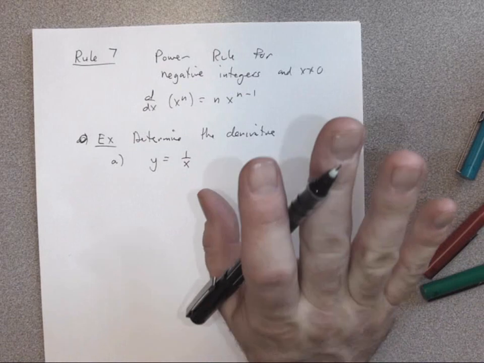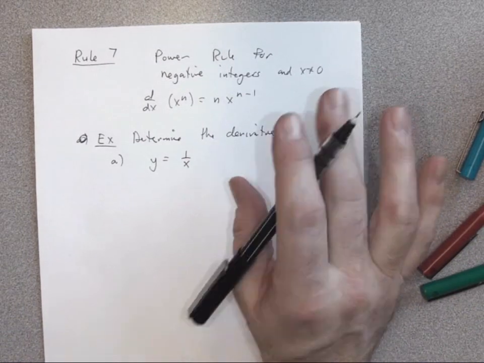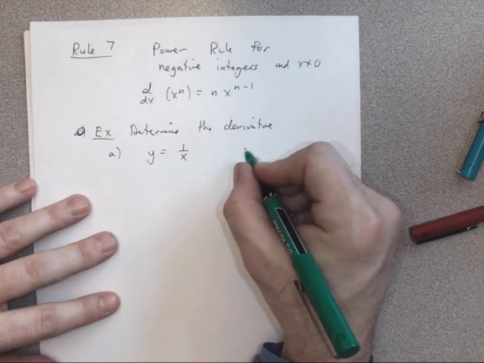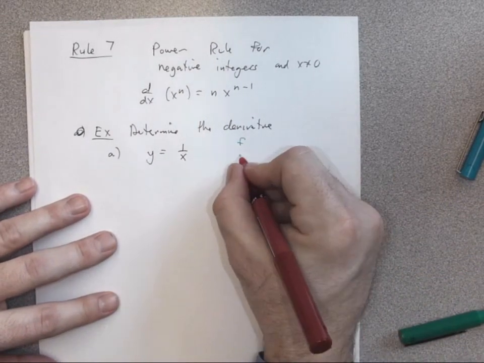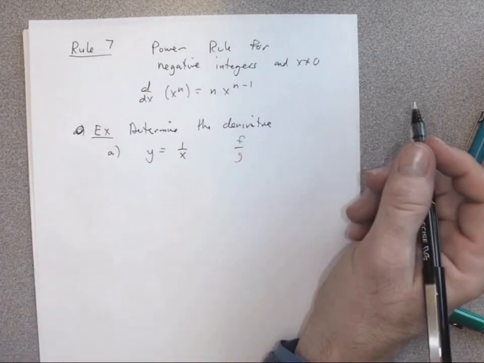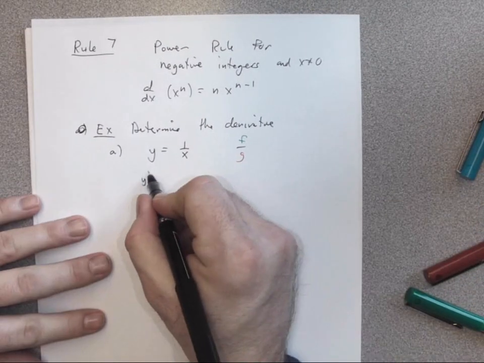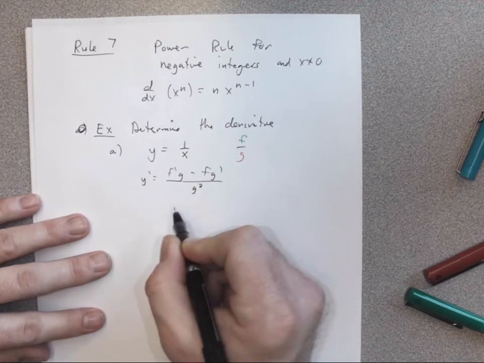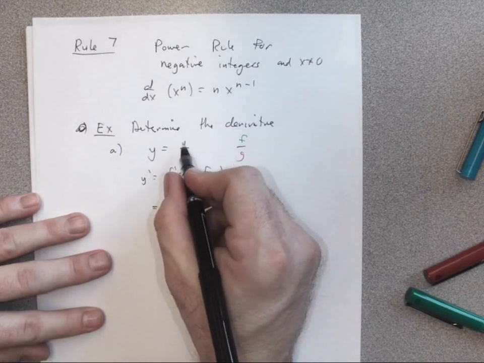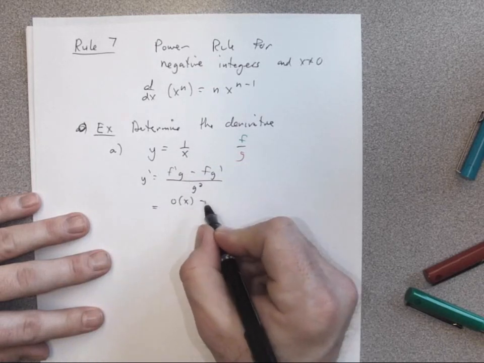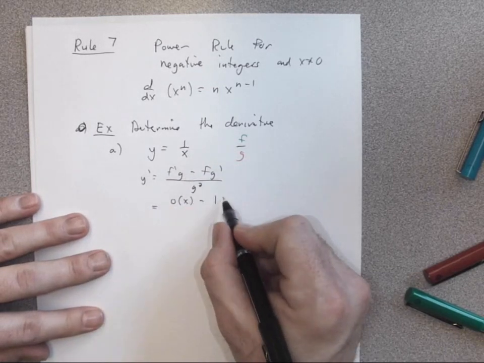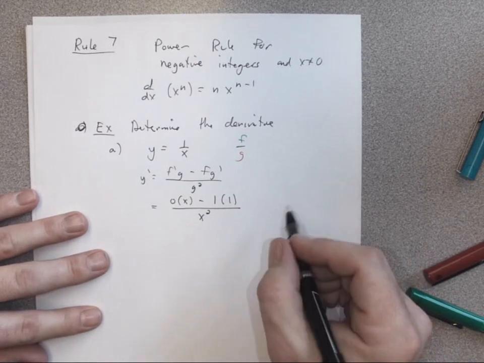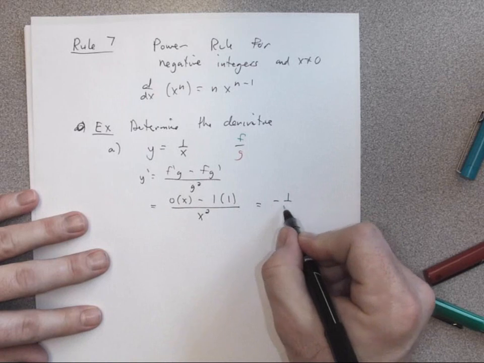You can use the quotient rule. So let's do that, and then I'm going to use the power rule just to verify that this is the case. So this is f over g, which means y prime would be equal to f prime g minus f g prime all over g squared. So the derivative of 1 is 0 times g, which would be x, minus f, which is 1, times the derivative of x, which would be equal to 1, all over the bottom, which would be x squared. So what we get is negative 1 over x squared.